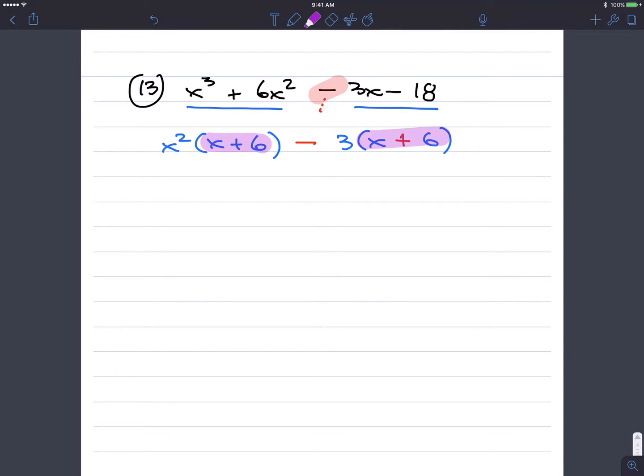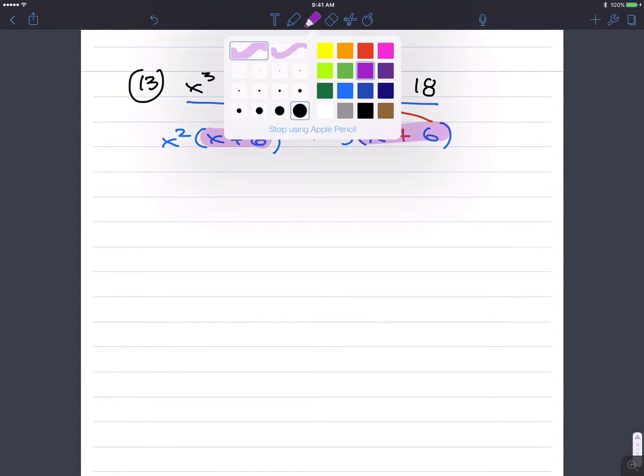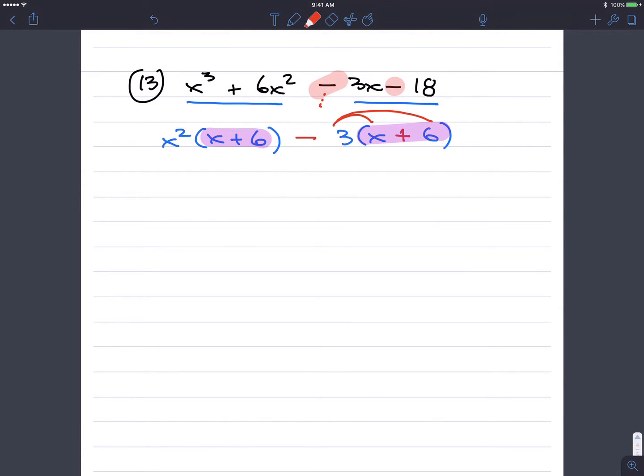Now, I always double check. And you say, what do you mean? Is it true that negative 3, let's change this, negative 3 by the distributive property times x is negative 3x? Yes. Is it true that negative 3 times positive 6 gives me a negative 18? Remember this is negative. Negative 3 times a positive 6 does give me a negative 18. So I know I'm on the right track.